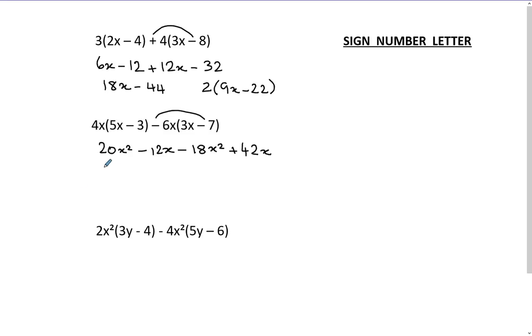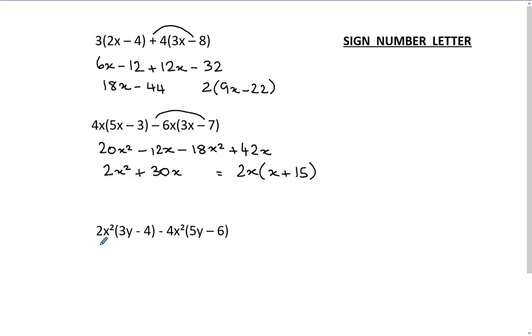Collect your like terms. You've got 20 minus 18 is 2x squared, and then minus 12 plus 42 is plus 30x. And once we simplify, you can see that they've got 2 in common, but they also have an x. And then open your brackets, and you get x plus 2 times 15 is 30. That's quite easy, right? Okay, let's try another one with x's and y's.